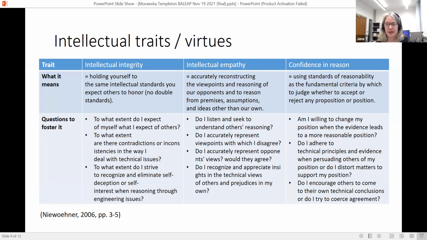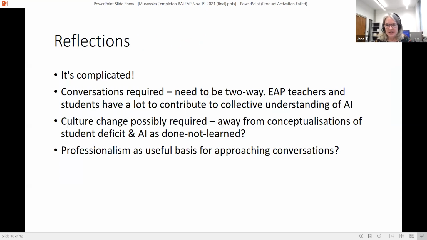and with tutors, because it is complicated. The inconsistencies, just the diversity of the field we're in, from the field where we've come from, it is a complicated issue. Conversations do need to happen, but I think I've said two-way there, but I actually meant to change that to three-way, because I think EAP teachers and students have an awful lot to contribute to any collective understanding that's developed of academic integrity. The conversations might not be easy. I think we've both said elsewhere that we do sometimes find it difficult to have conversations in these schools. It could require culture change within the departments.